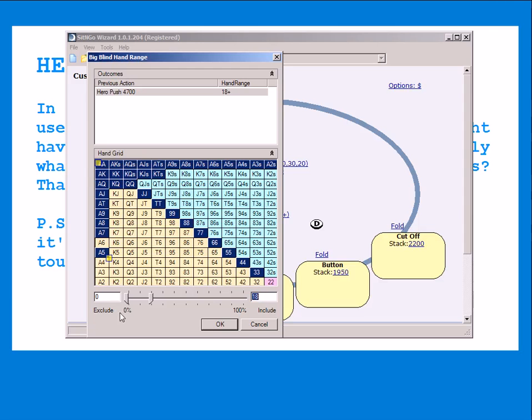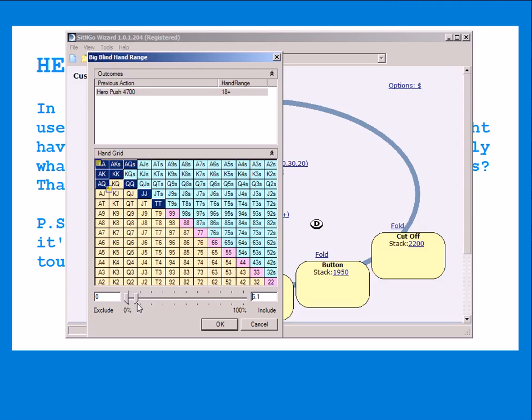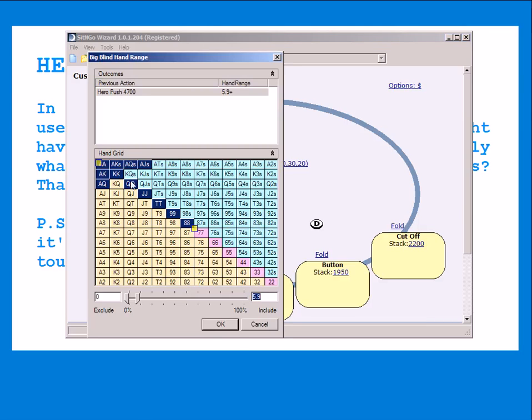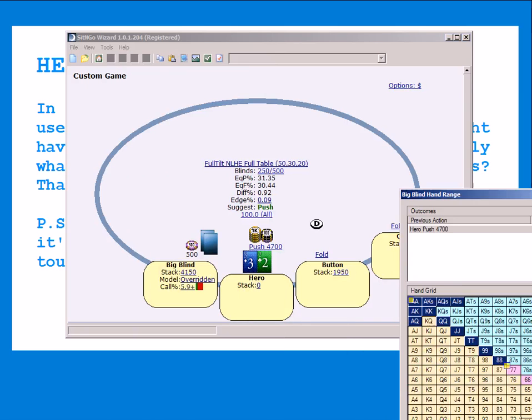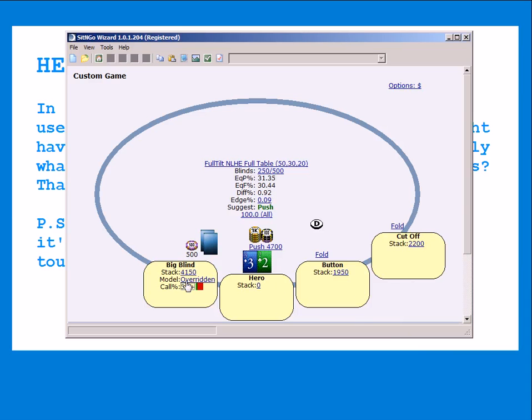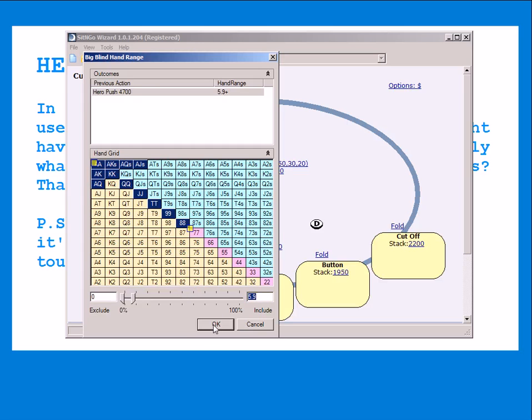We know that this guy's only justified in calling with eights plus, even if we're shoving any two. Of course, it doesn't let us make that range, because for some reason Sit and Go Wizard is silly in that way. It'll allow itself to create a range that's eights plus with no unpaired cards, but it doesn't allow us to do that. I don't quite understand why that is, but that's what it does. So he can only call with a range like that, and even narrower than this because he can't call with these unpaired hands.